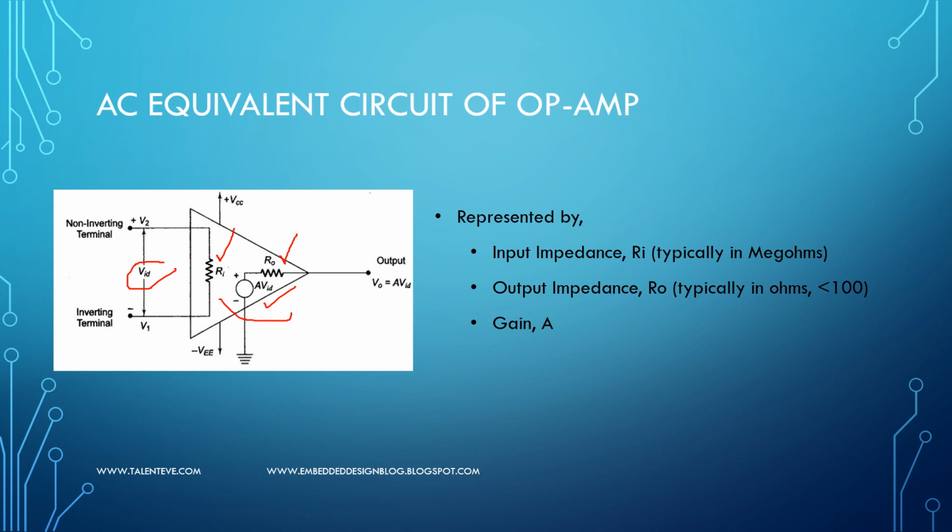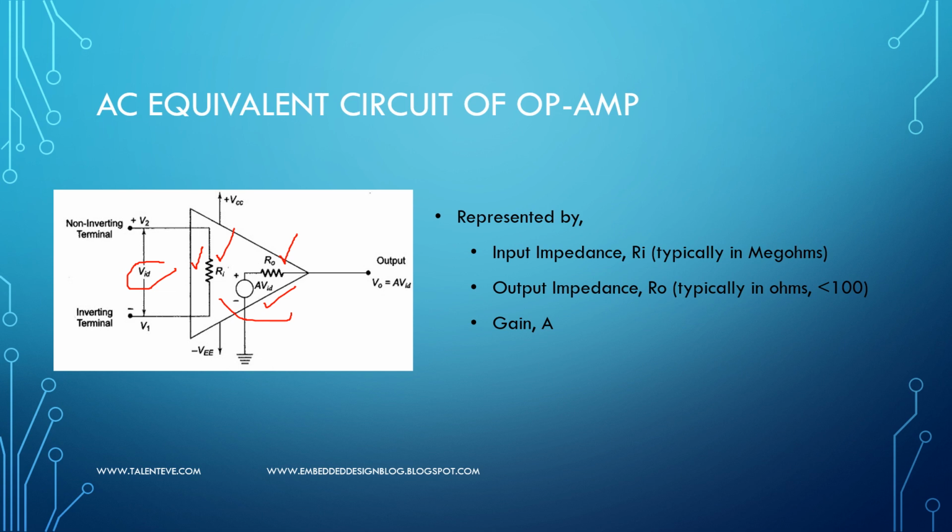Now one has to remember that this input impedance is very high. Ideally it is infinite for an ideal operational amplifier, but it would be around 2 to 3 megohms or 4 megohms, where you can see as per the voltage applied, the current is very minimal.